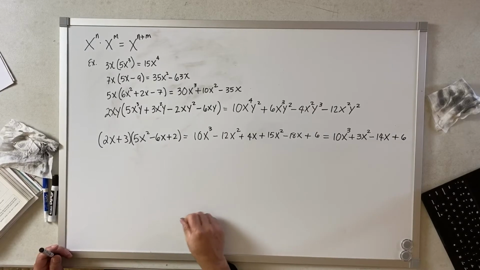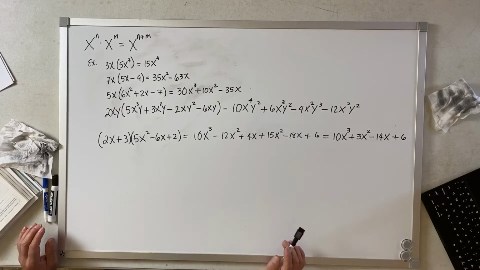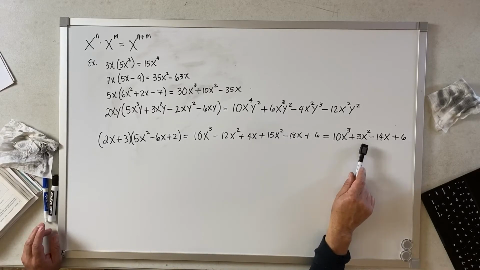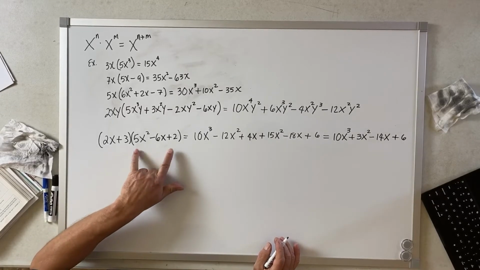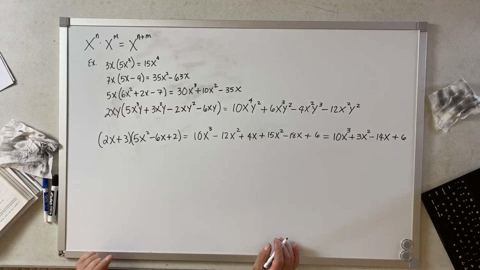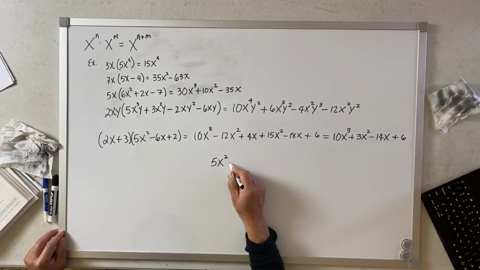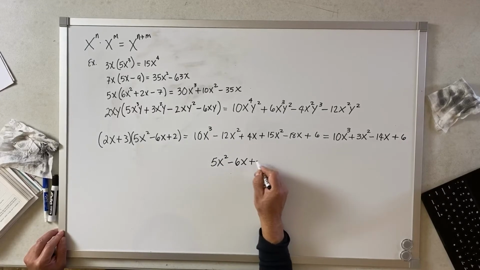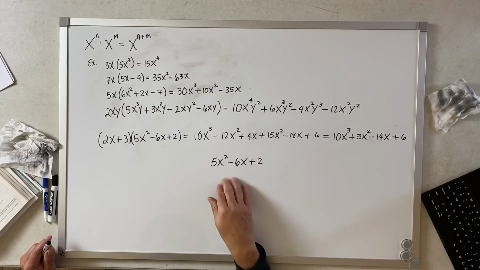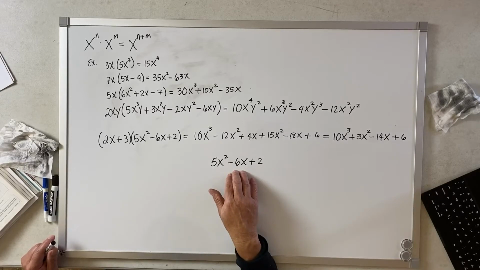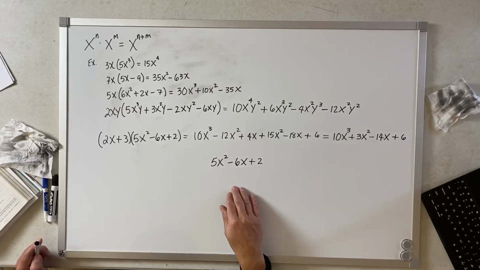Now, there's a better way to do it. Yes, there is. There's another way to get the answer. We better get the same answer. Okay? Here is another way to do it. First, write the bigger polynomial on top: 5x squared minus 6x plus 2. So I always write the bigger polynomial on top. And then I'm going to write the smaller polynomial below.